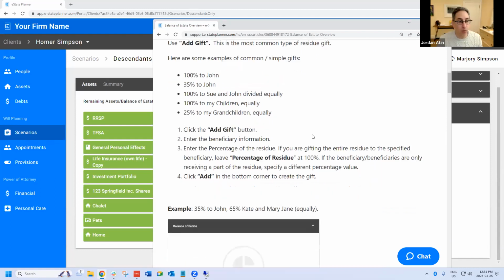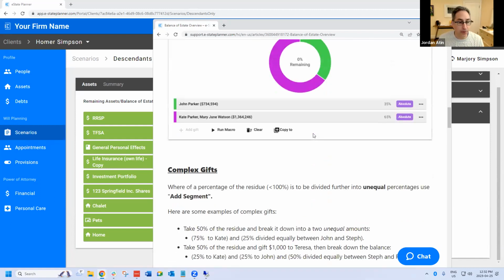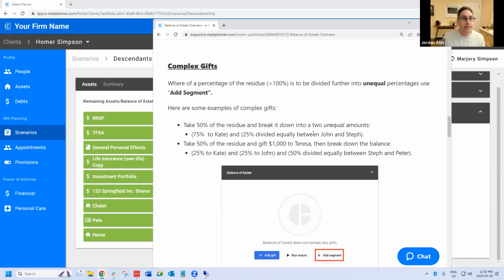It's the more complicated ones that we're going to talk about now, which are when you are dealing with a percentage of the residue that's less than the entire residue, so some smaller amount, and you are intending that smaller percentage is going to be further divided into smaller percentages. So, for example, 50% of the residue, and now I want to deal with that 50% of the residue and break it down 75% to this person, 25% to this group of people. That's when we need to use our segments. Okay, so that's what we're going to talk about, these more complicated situations.